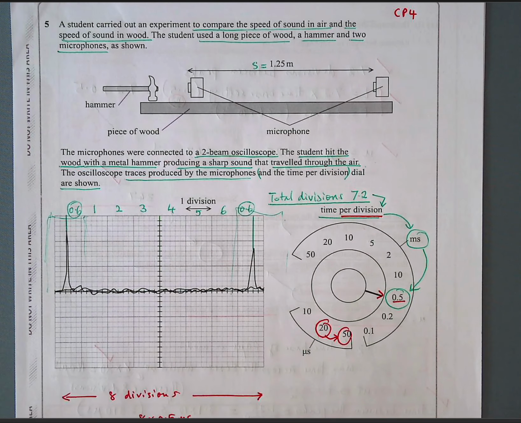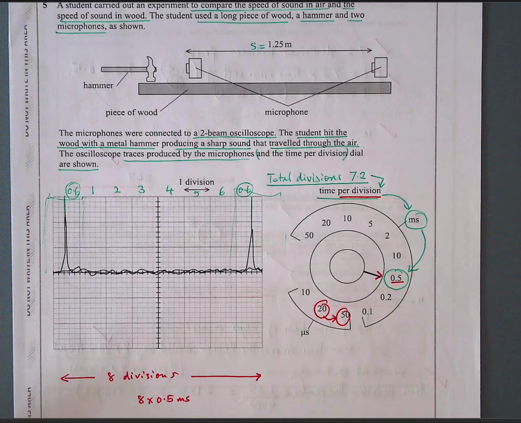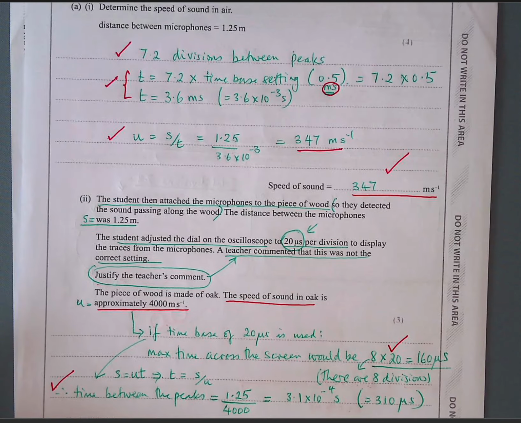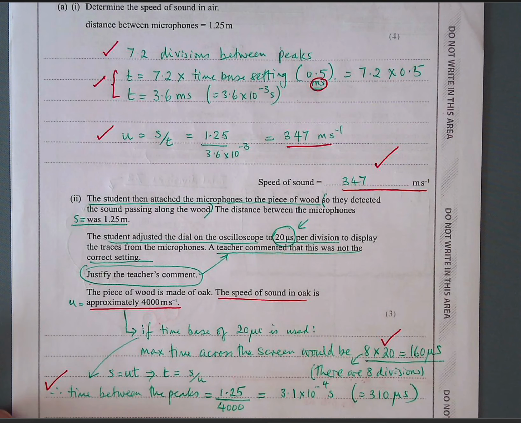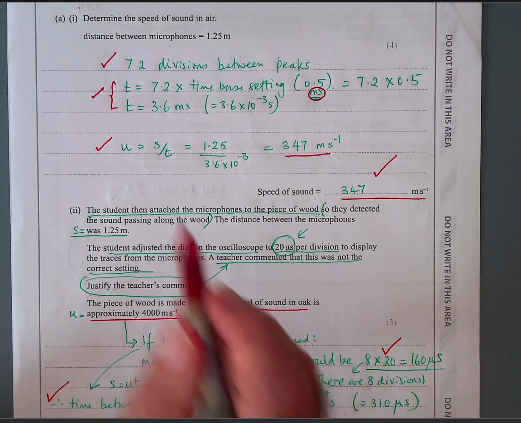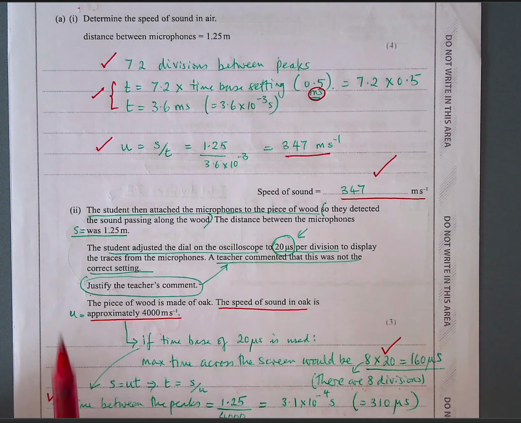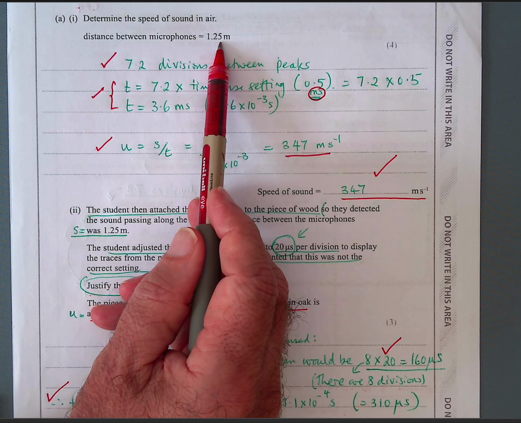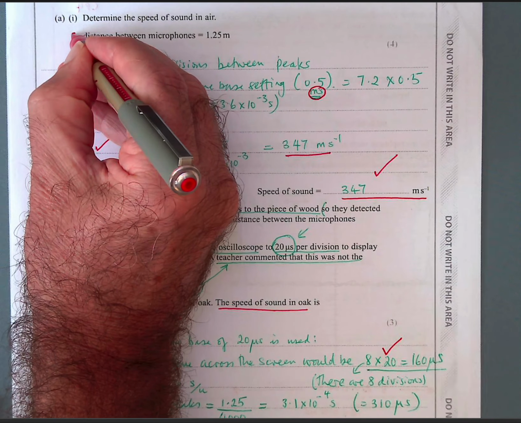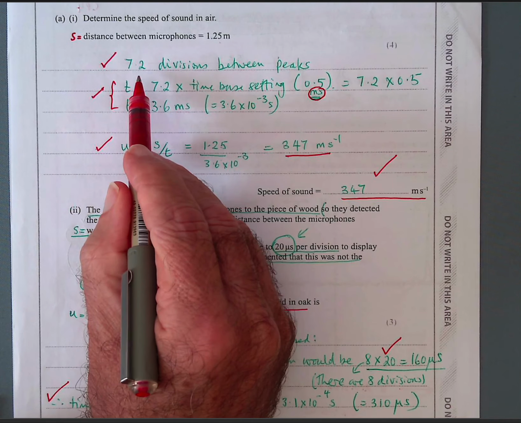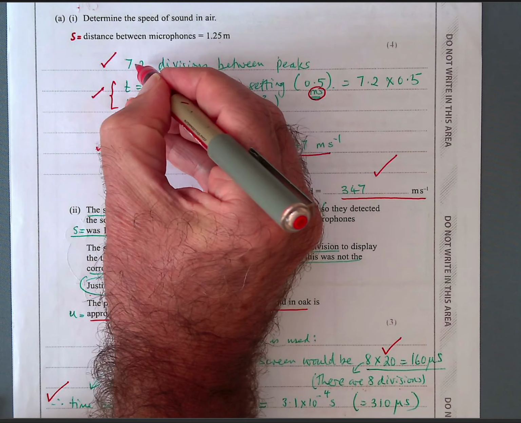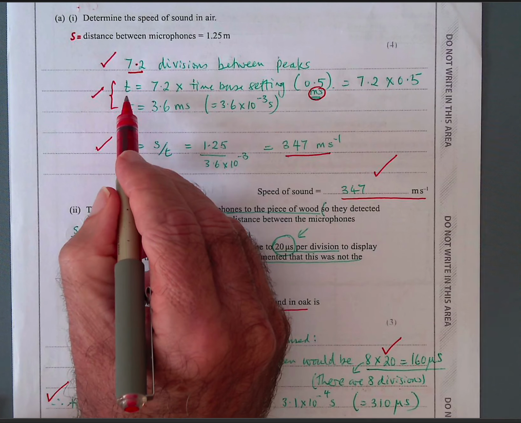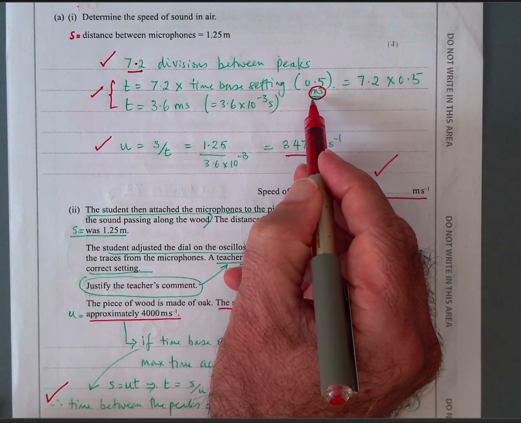They haven't shown the scale for the voltage scale. Okay. The next part of the question, it says, determine the speed of sound in air. So we know the distance between the microphones in the diagram we showed you is 1.25 meters. So that would be s, yeah. And we know that it was 7.2 divisions, there's a point there, 7.2 divisions between the two peaks. And we know that the time-base setting was 0.5 milliseconds.